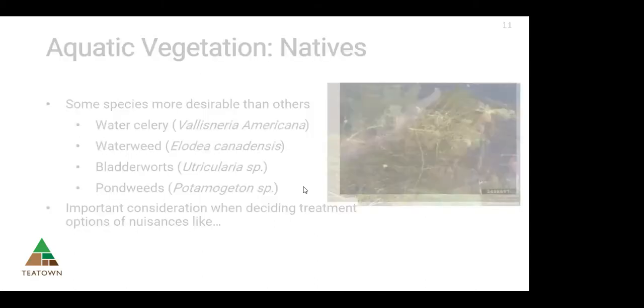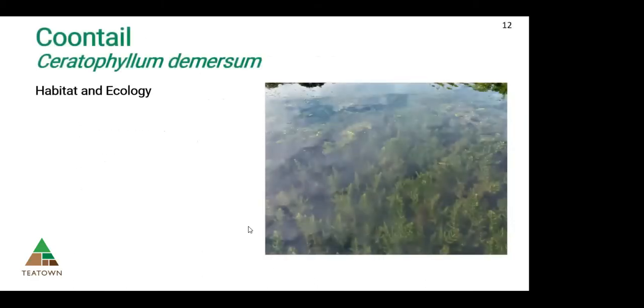So some nuisances. We have coontail. This is very common in our region. This picture here, this is at Teatown Lake. And you can see it's just a forest of coontail. And this is pretty much what the entire lake looks like.